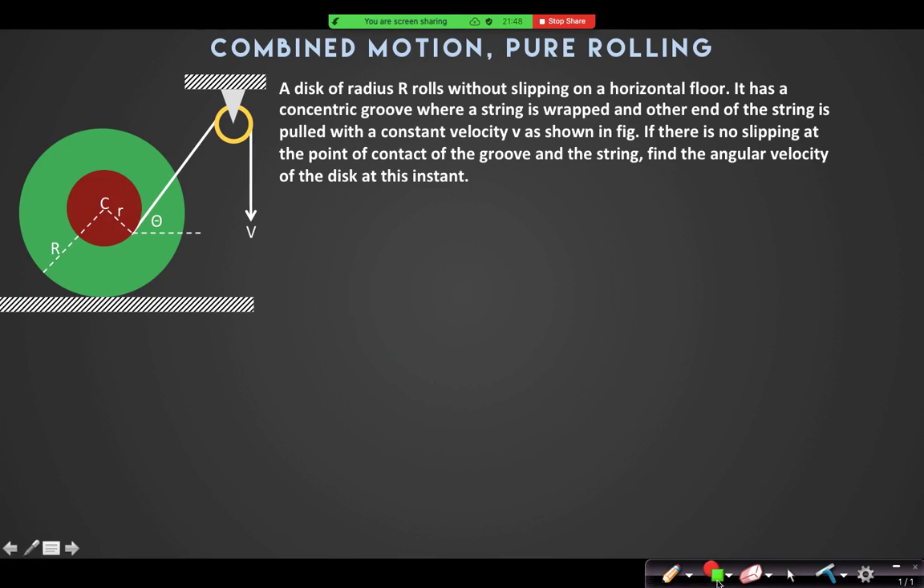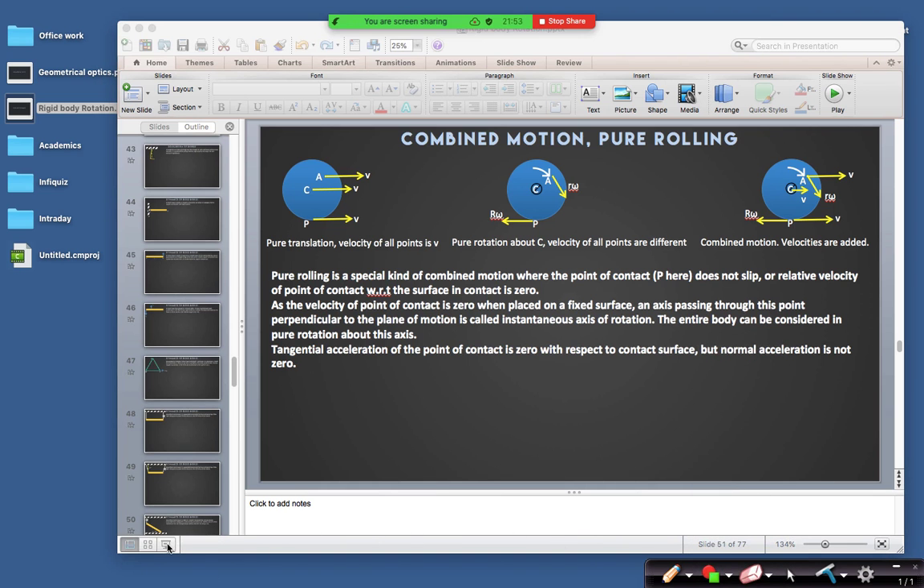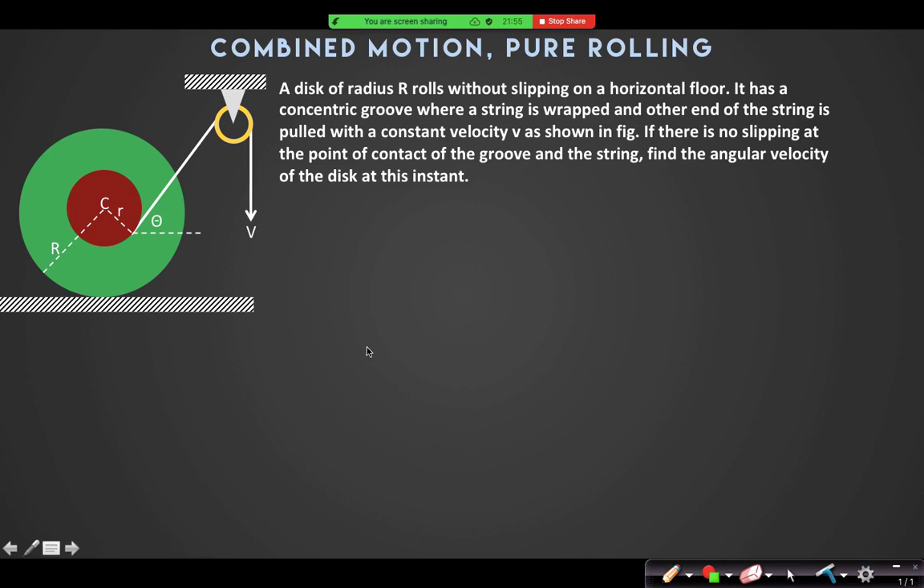So let me solve this question first. Sir, one more rolling question was done at the end of the class. Tell me how to find the acceleration. I could not hear you, but you just try to see the solution.